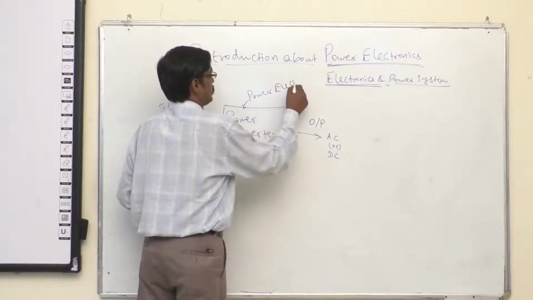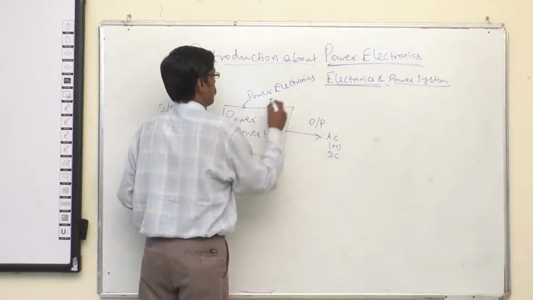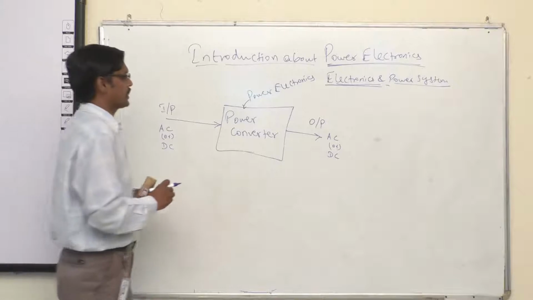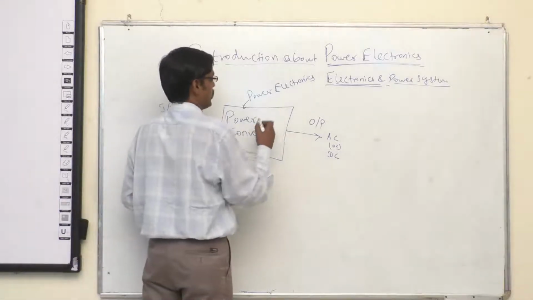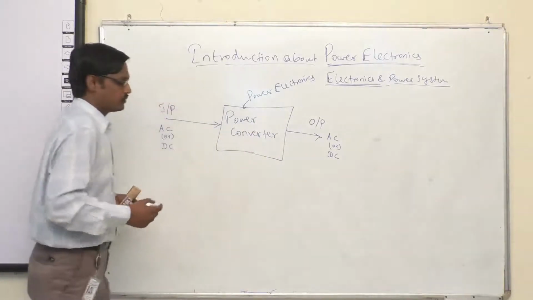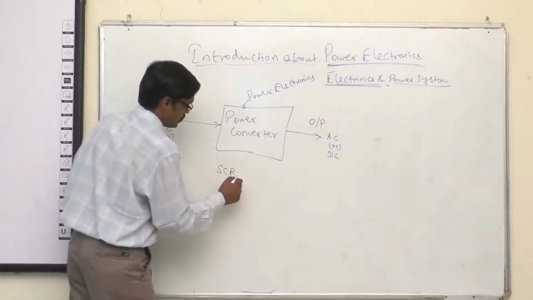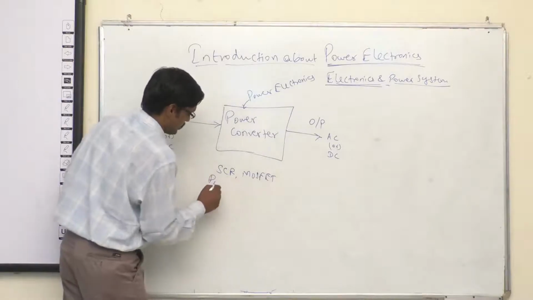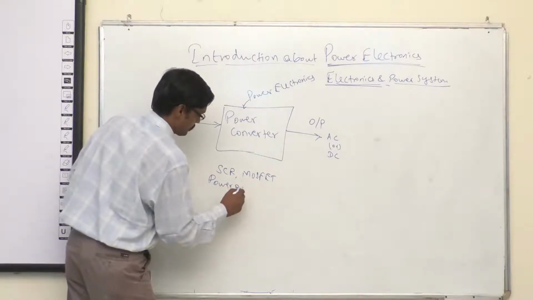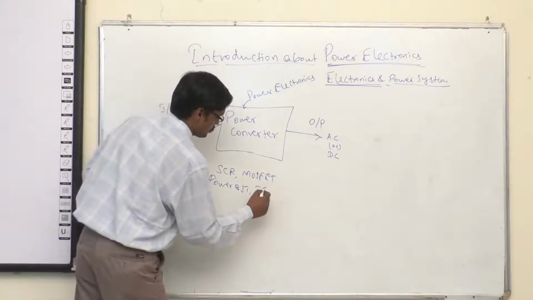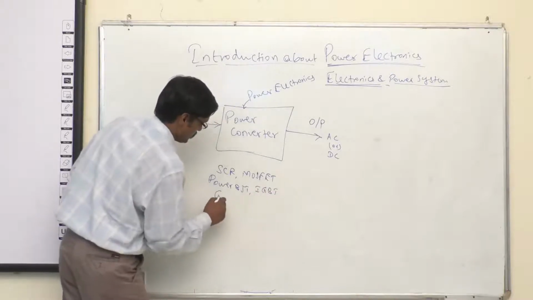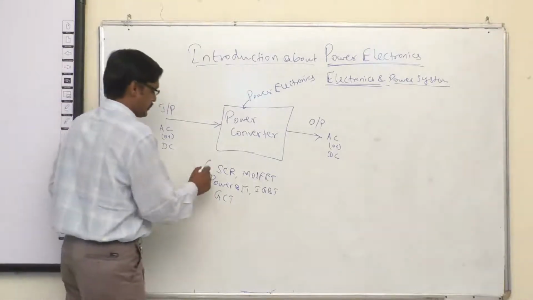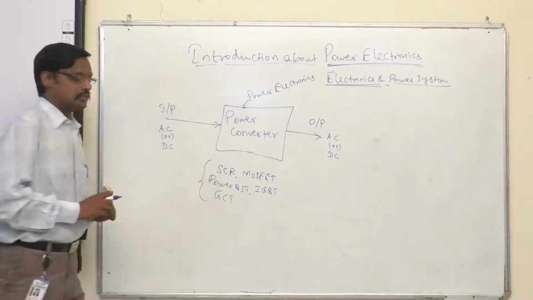module which consists of power switches. Normally we call them power semiconductor switches. It may be any type of switch. We have several types of switches: SCRs, MOSFET, power BJT, IGBT, GCT, and so many others. These are some examples of power semiconductor switches.